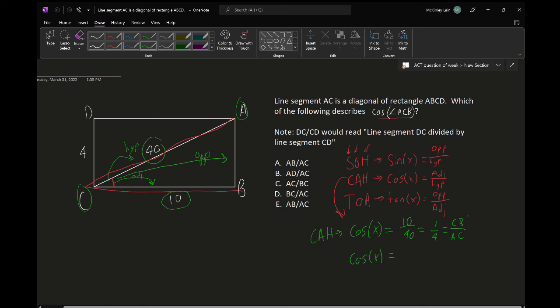So we go back to, in this case, they're not wanting us to necessarily find an answer. They're just wanting us to find the ratio. So we go back to our options and we look for CB, or in this case BC, over AC. So our answer in this case is D.